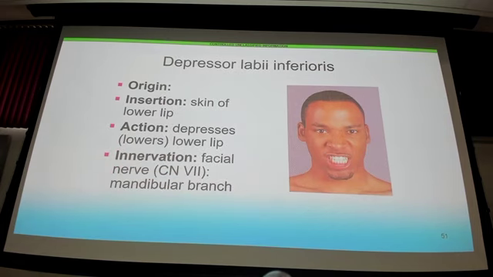Same thing, the lower lip depressor, depressor labii inferioris. We have a lot of these to go through, a lot of muscles of facial expression. It depresses the lower lip, brings it down. It's down here close to your mandible, so it's mandibular branch.